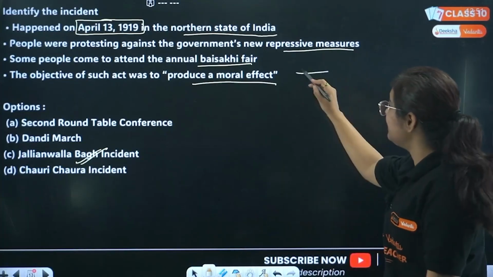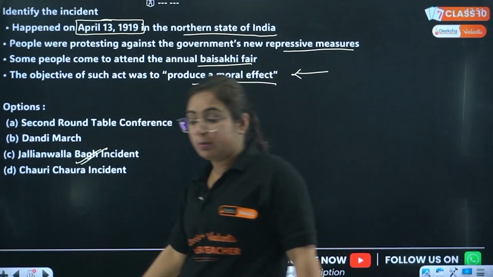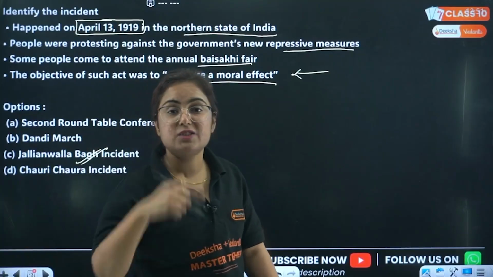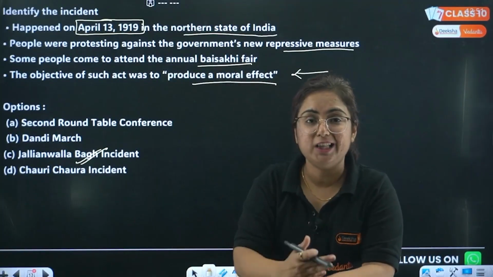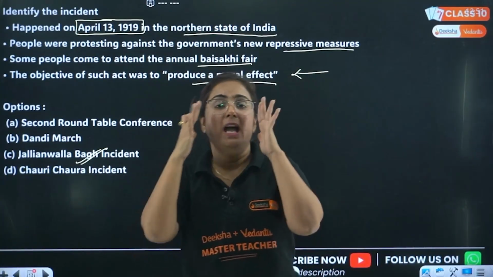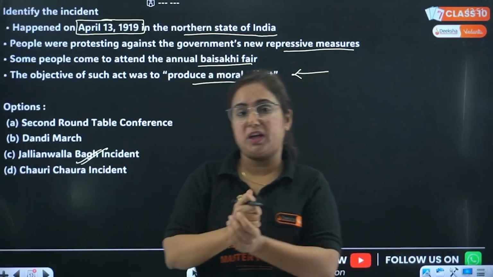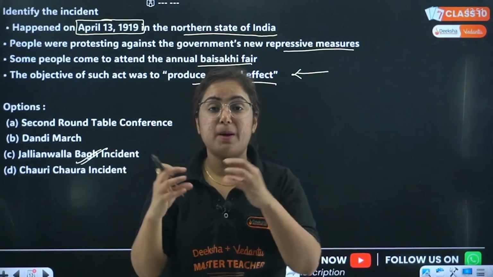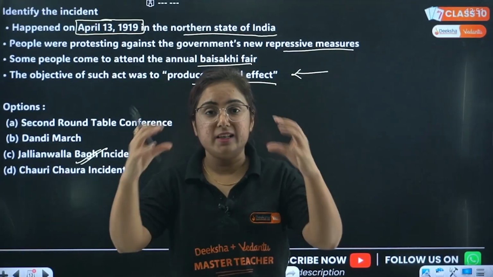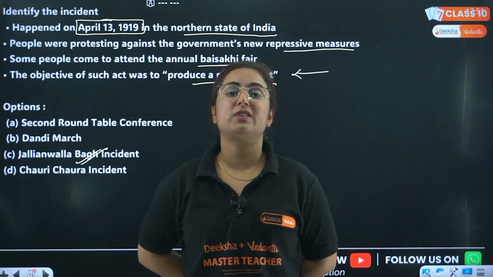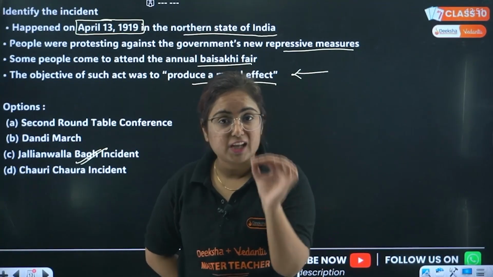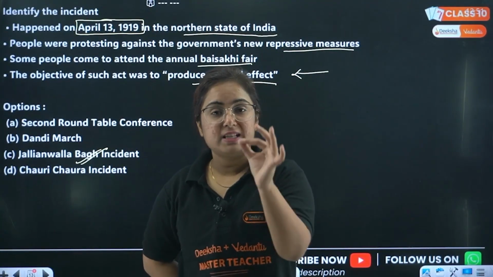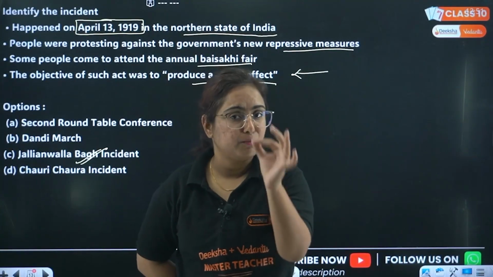Now, why is this last line added in this MCQ, beta? When General Dyer was asked by the British authorities why he did that, when a committee was formed and General Dyer had to give the justification, do you know what he said? I just wanted to create a moral effect, a terror in the minds of Indians that Britishers can do this. And this was actually his justification. No negative step was taken against him by the Britishers.